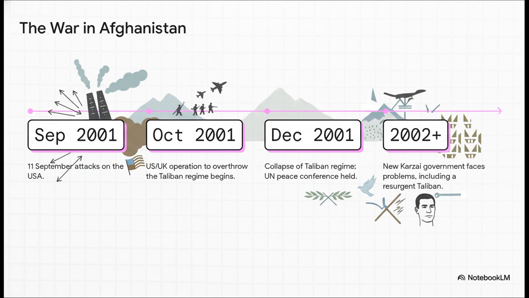As you can see, by October 2001, a US and UK operation was underway, and by December, the Taliban had been toppled. But here's a crucial lesson for your exam. Overthrowing a government is not the same as winning the peace. The years that followed, from 2002 on, were just this brutal, long struggle to build a new government while fighting a Taliban that was coming back strong.